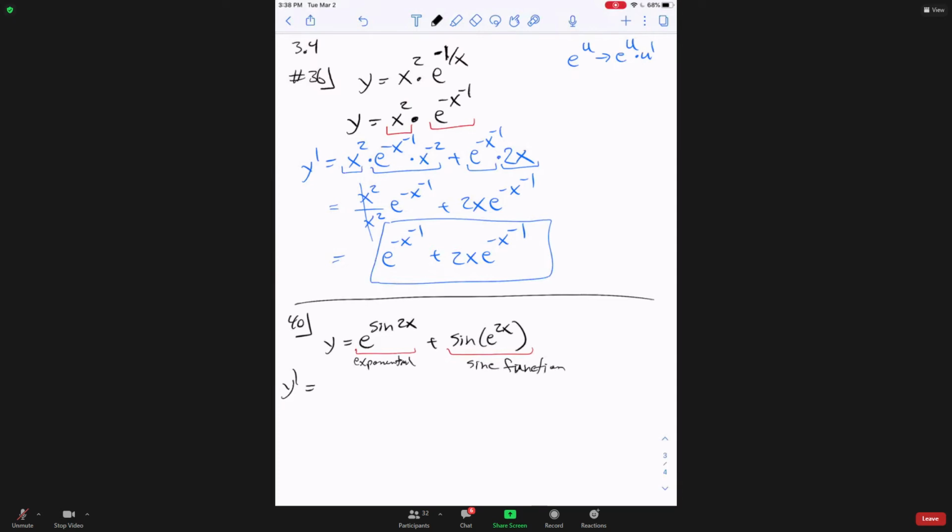When it's an exponential, you use the rule for taking the derivative of exponentials. When it's a sine function, you use the rule for taking the derivative of sines. So keep that in mind. And then, of course, you got to use the chain rule and so on. So you want to try this? Go ahead. Go.